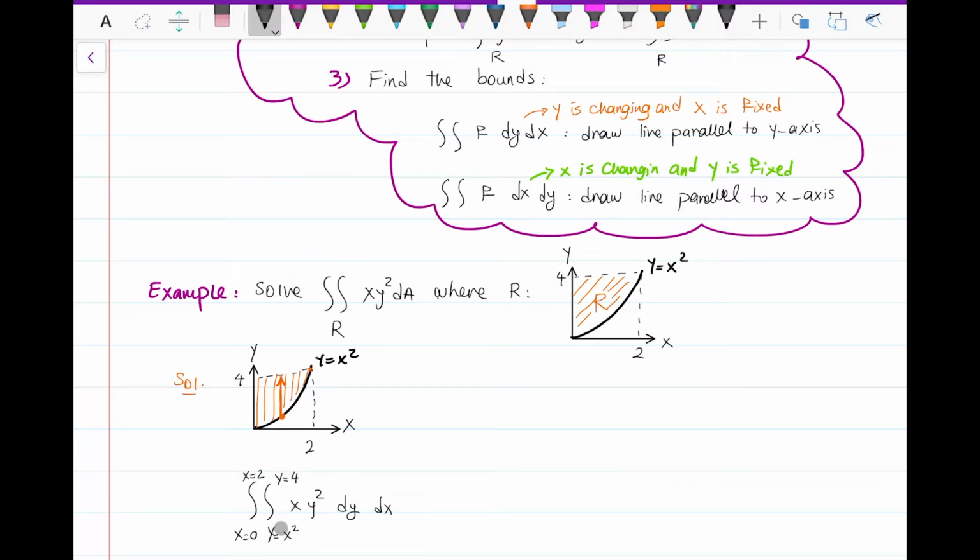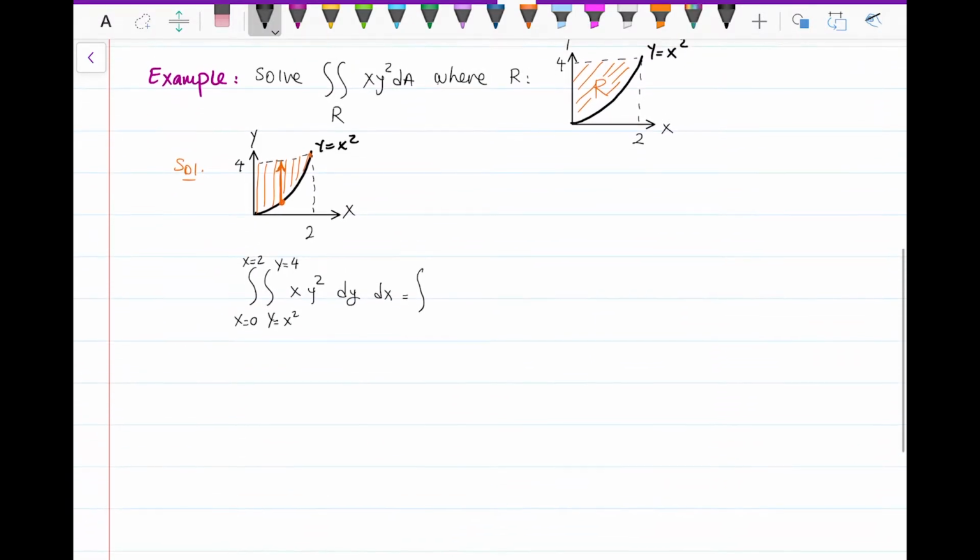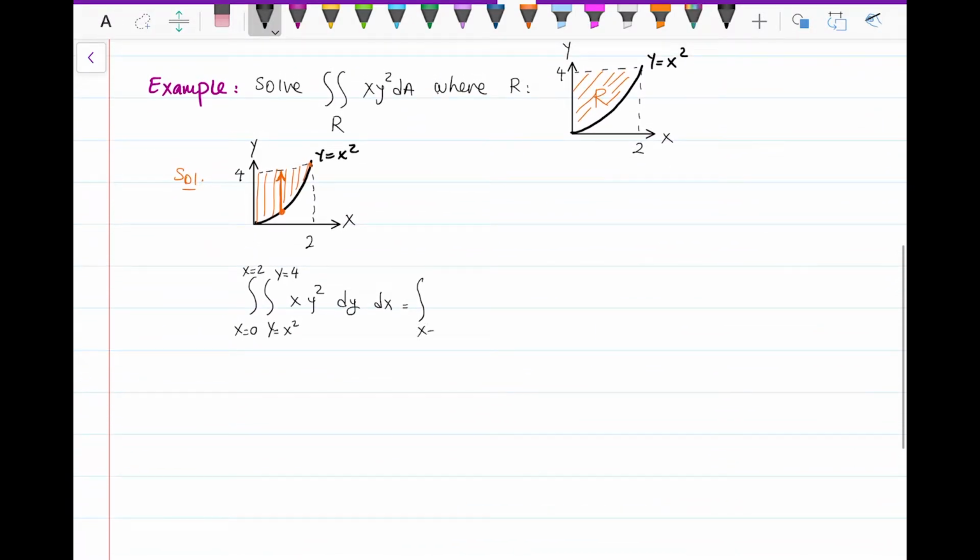Okay? Now that we've done it, let's start solving it. As before, we're going to write the outer integral and we're going to solve the inner integral. So it is the double integral from x equals 0 to x equals 2. Let me solve the inner integral.